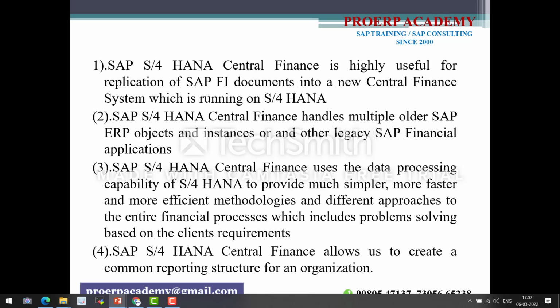So I think you have a clear understanding about this central finance module and what is the purpose of learning this central finance application, and what is the main advantage of using these central finance applications for an organization, that is mainly used for creating the common reporting structure for an organization. Only for this reason, almost all the companies are nowadays starting implementing this central finance model for their projects.